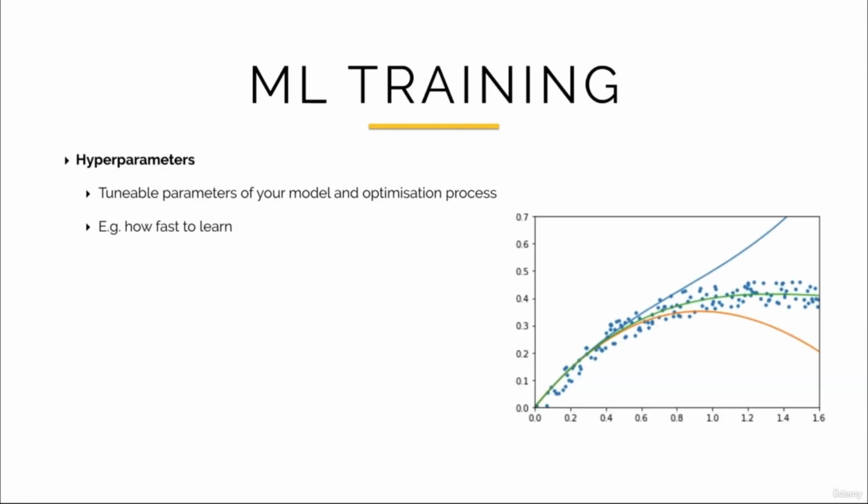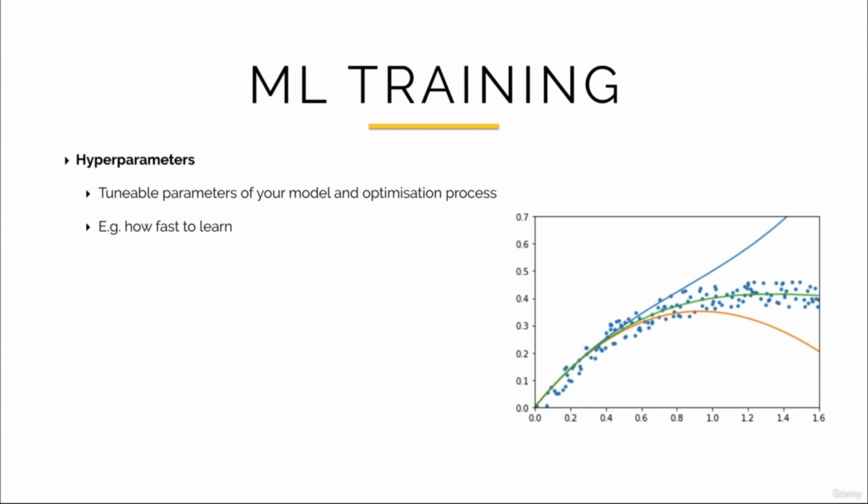Alright, so an important term to know about during the whole training process is something called hyperparameters. Hyperparameters are essentially tunable parameters of your model or of your whole learning process. So that's your model, how you decide to grade the errors, and also how you decide to do the learning. So an example would be, how fast does your algorithm learn?